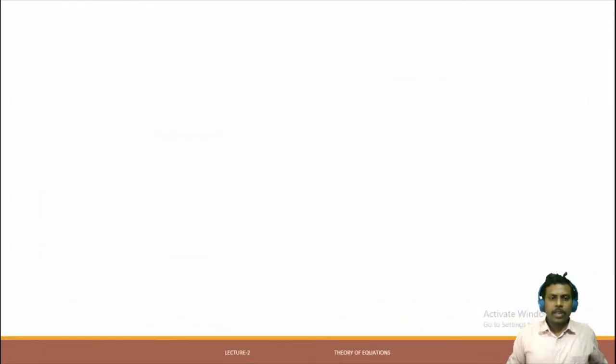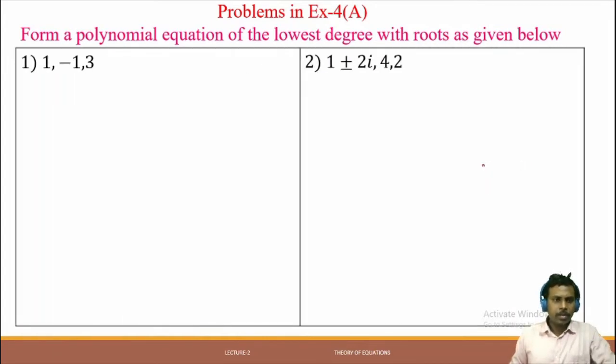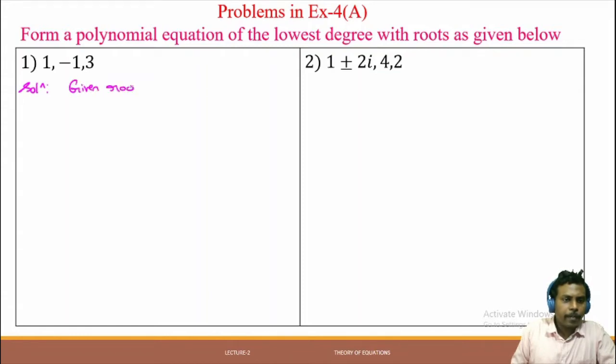Let us solve some problems in exercise 4A. Here is our first problem. Form a polynomial equation whose roots are given below. Here are the roots. Let us write down the solution for this. The given roots are 1, minus 1, 3. Now what is the polynomial equation with the given roots?